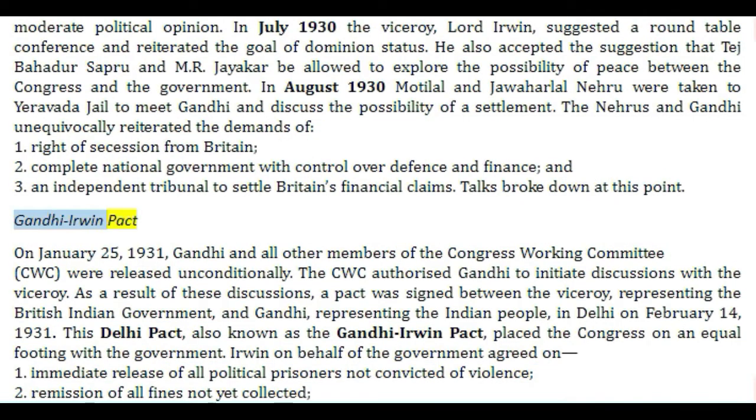Gandhi-Irwin Pact. On 25th January 1931, Gandhi and all other members of the Congress Working Committee, CWC, were released unconditionally. The CWC authorized Gandhi to initiate discussions with the Viceroy. As a result of these discussions, a pact was signed between the Viceroy, representing the British Indian government, and Gandhi, representing the Indian people, in Delhi on 14th February 1931.